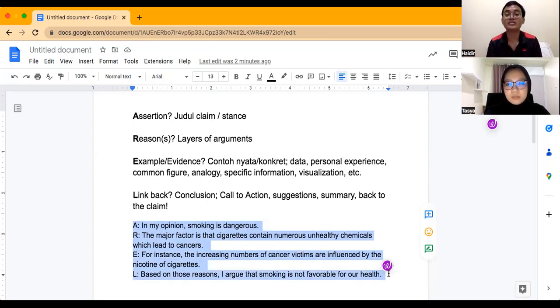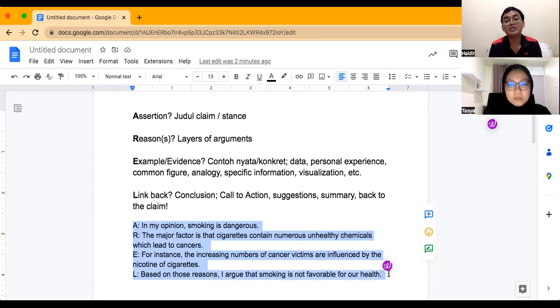In my opinion, smoking is very dangerous. I suppose that most professionals such as doctors, psychologists, and psychiatrists are on the same page with me. Boleh dikembangin dikit, elaborate dikit nggak apa-apa. The major factor behind this problem is that cigarettes from the smoking habits contain numerous unhealthy chemicals, which lead to cancers in the long run.